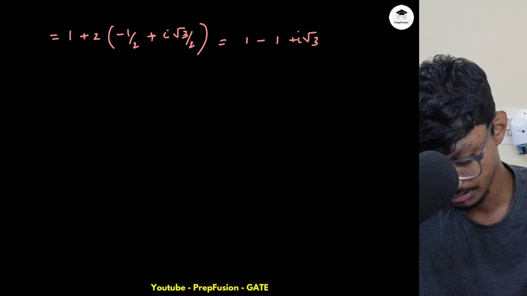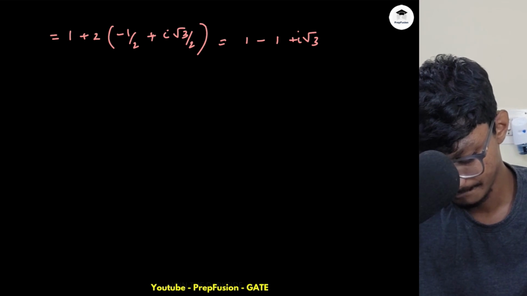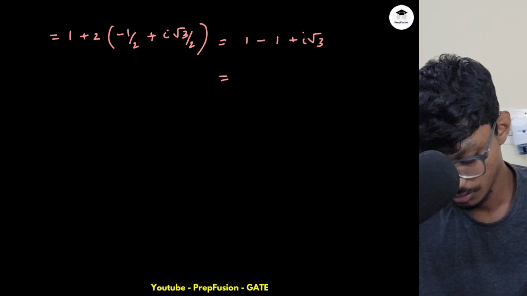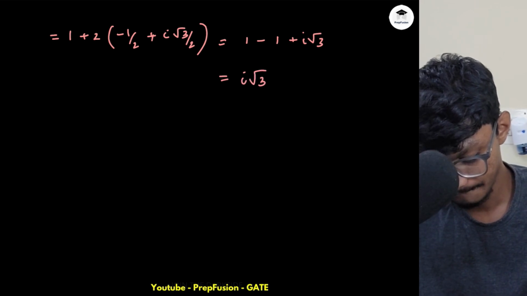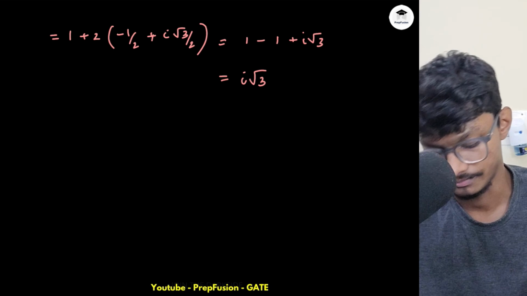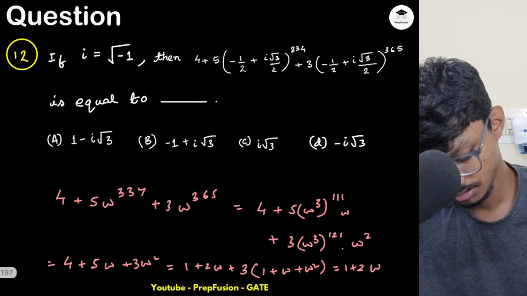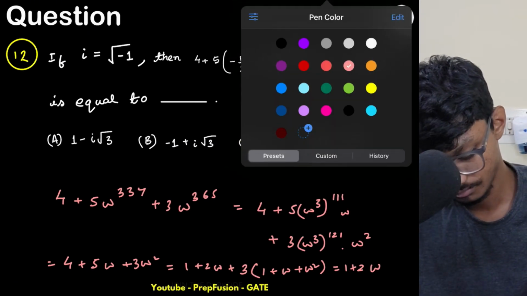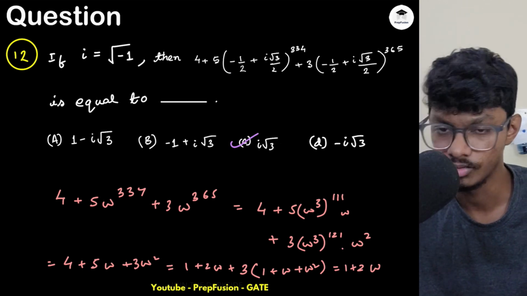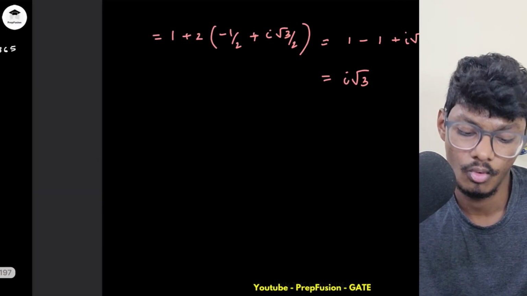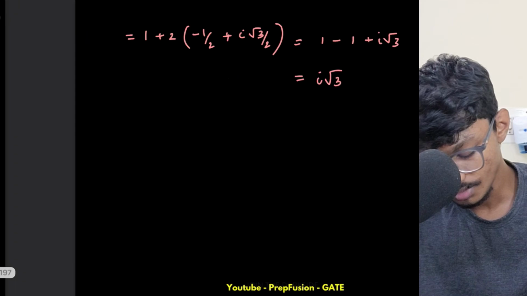i is obviously there. So this will be i root 3. Okay, so the answer will be i root 3 for this question. So it will be C. Okay, now what if you want to use some other method?